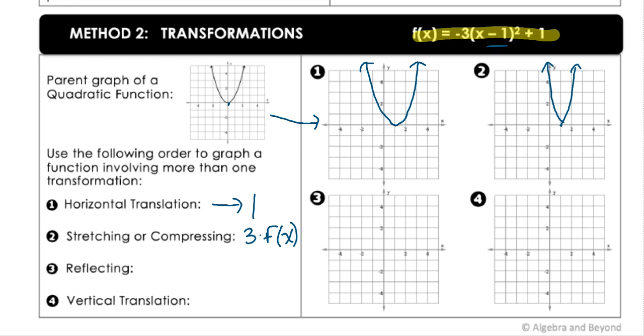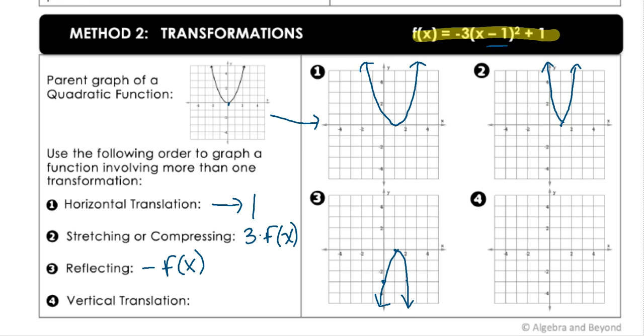Then if there's a reflection, I would do that. So that negative out in front is a reflection. So now it's centered at that same point, but instead of going up, it's going downward, staying that same skinnier shape.